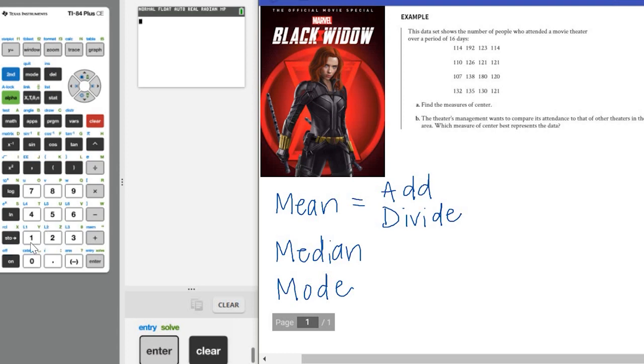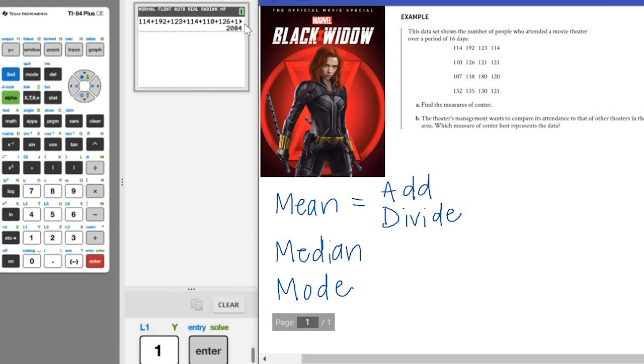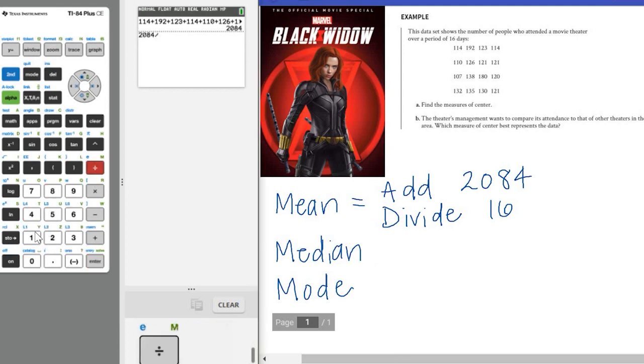I have my calculator pulled up. Add it all up, I get 2,084, and I need to divide that by the number of values, which is 16. So 2,084 divided by 16 gives me 130.25. So that's our average, that's our mean.